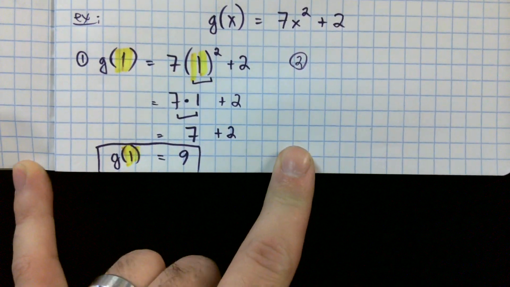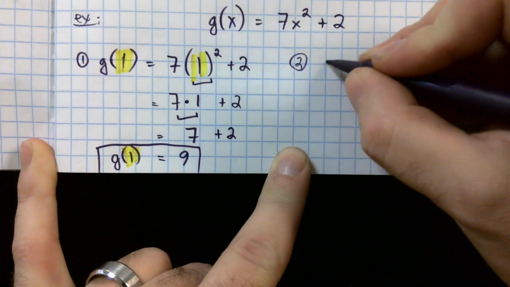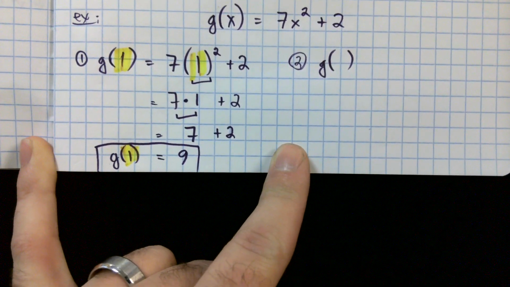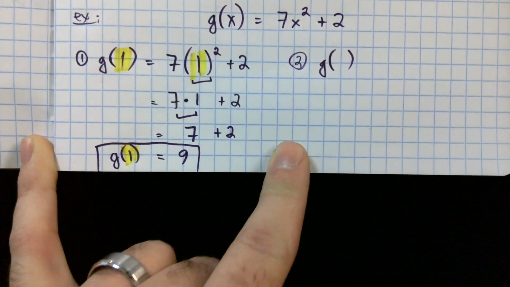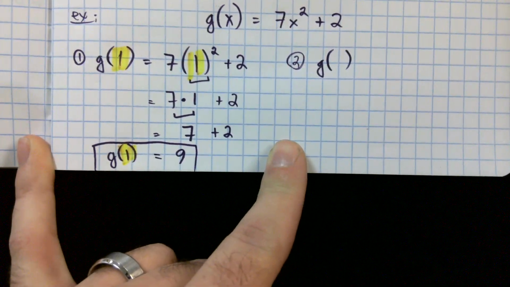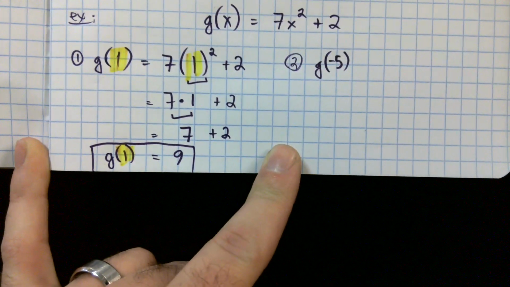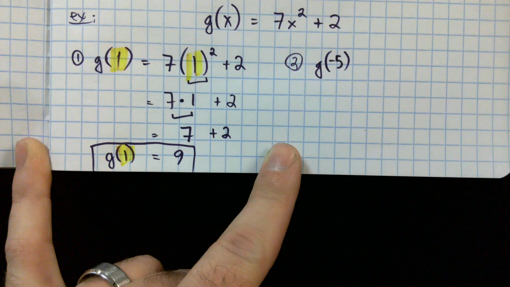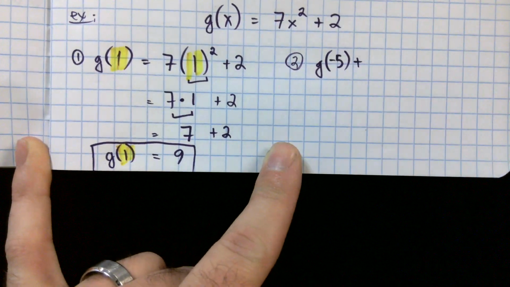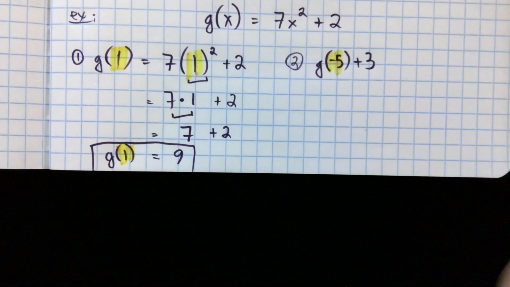Let's try another. Melanie, give me a negative number, negative 1 through negative 10. Negative 5. Okay. Justin, give me a number 1 through 10. 3. All right. G of negative 5 plus 3.